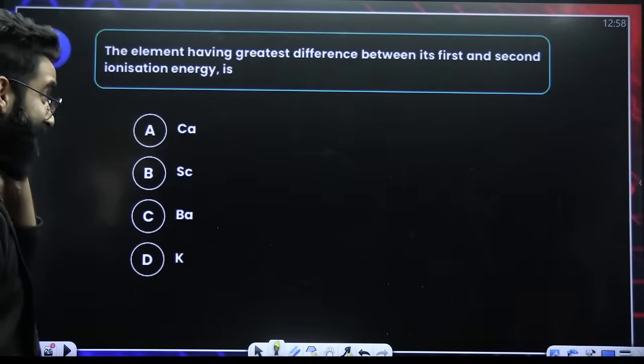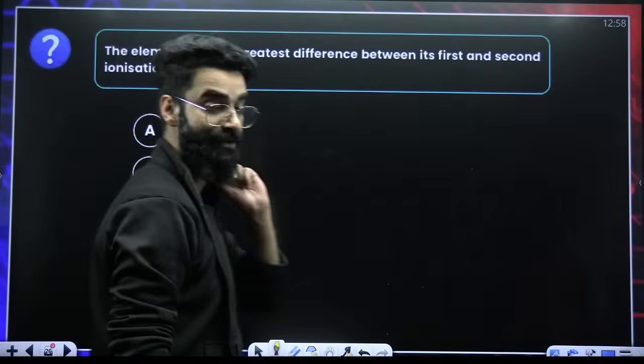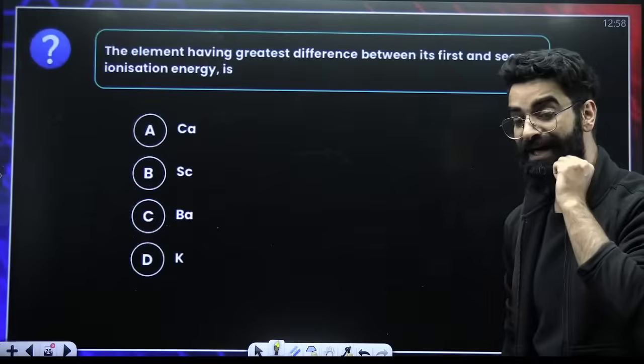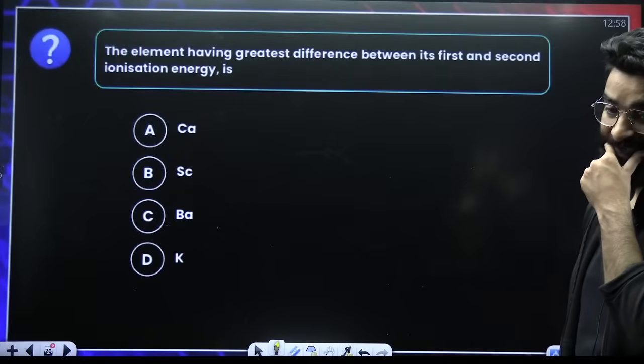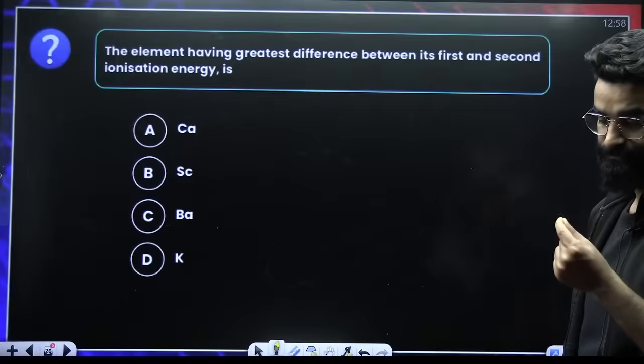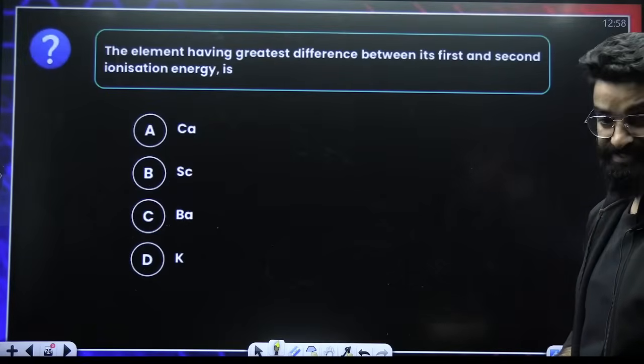Alright, the element having the greatest difference between first and second ionization energy. What do you think? Greatest difference between first and second ionization energy.